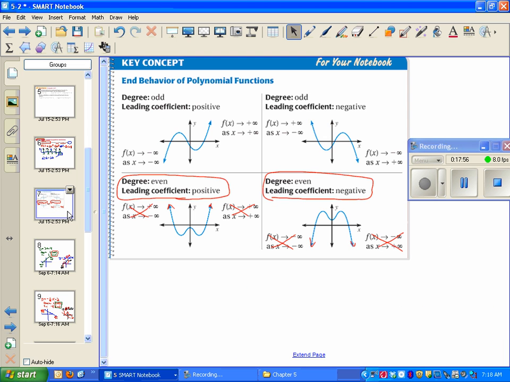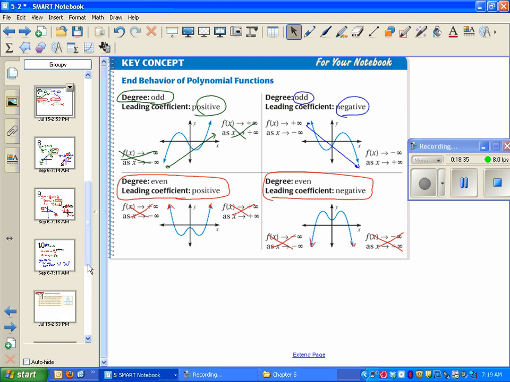So when we go back to our lovely key concept box, we're not going to worry about this so much, but if you have a degree that's odd, again, that's x to the first, x cubed, that's the highest degree in that function, and our leading coefficient is positive, it's going to start low and end high. So it's still following that positive slope that you practiced in Algebra 1. If your highest degree is odd and your leading coefficient is negative, you're going to start high and end low. So you're still following that negative slope pattern that you did in Algebra 1. So that's what you need to know for end behavior.